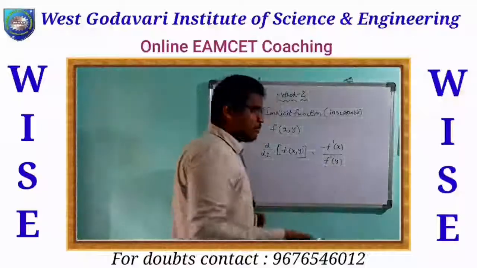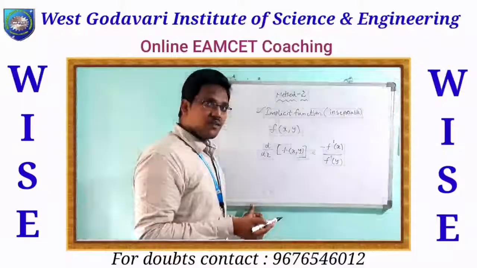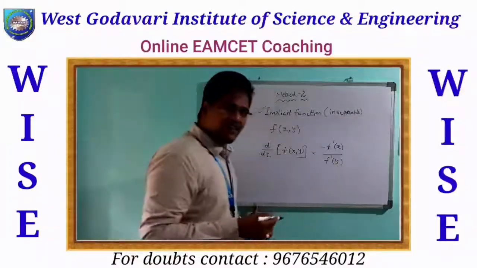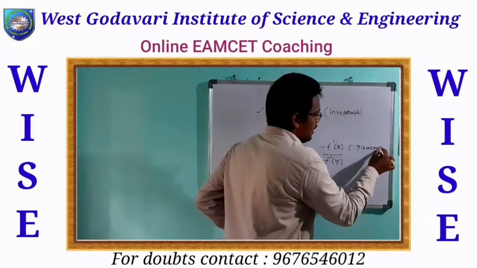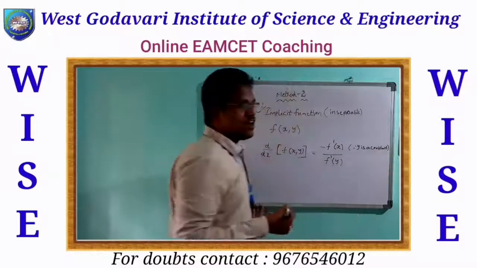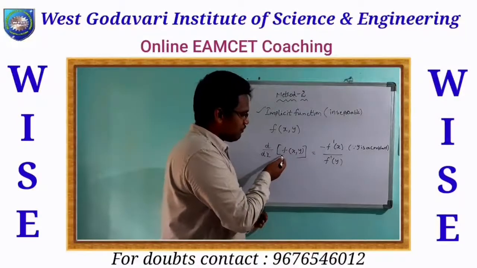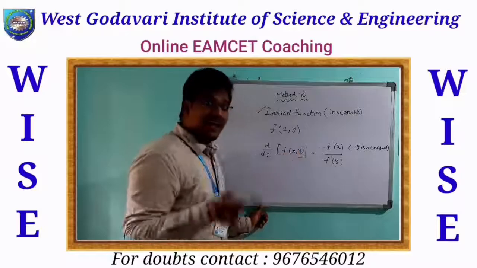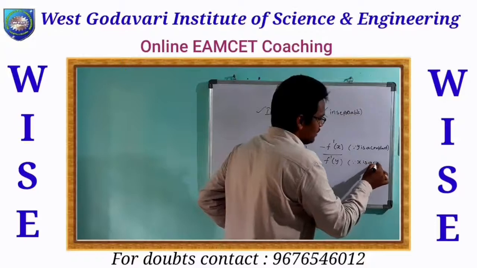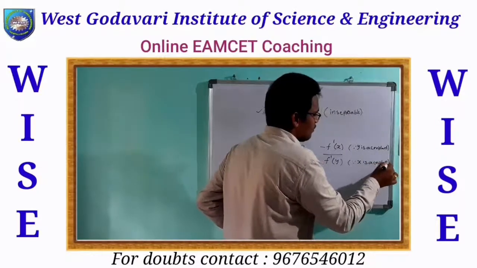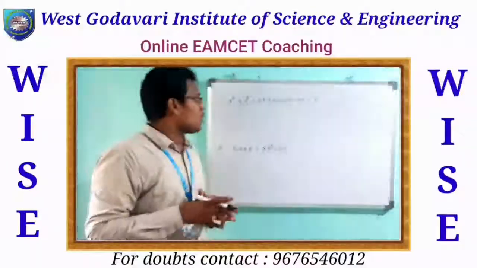And f dash of y means we have to perform the differentiation of f of x comma y with respect to y. So remember one thing, if we do the f dash of x operation, y is a constant. So keeping y constant, we perform the f dash of x operation. Similarly in f dash of y, we are differentiating f of x comma y with respect to y, keeping x constant. And that's it. So let us see the problems regarding this concept.